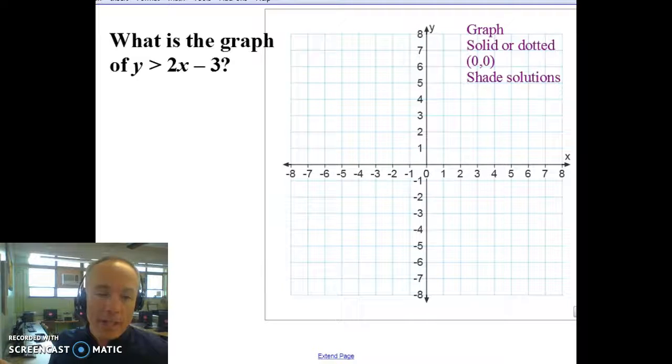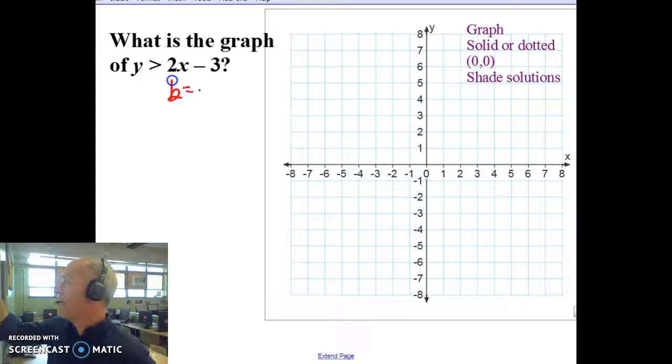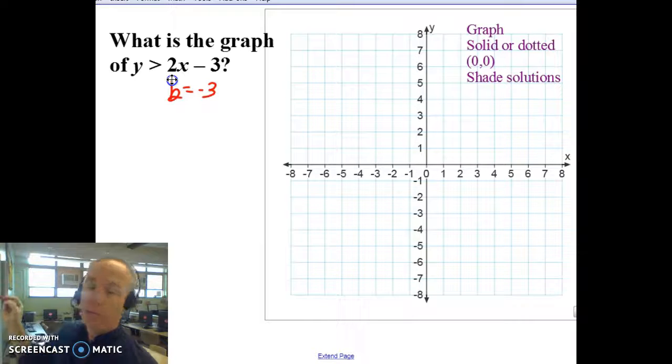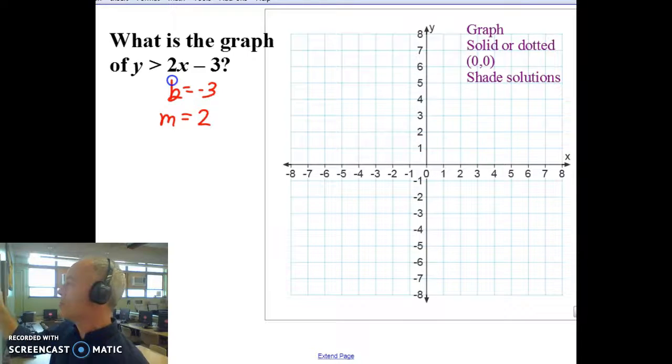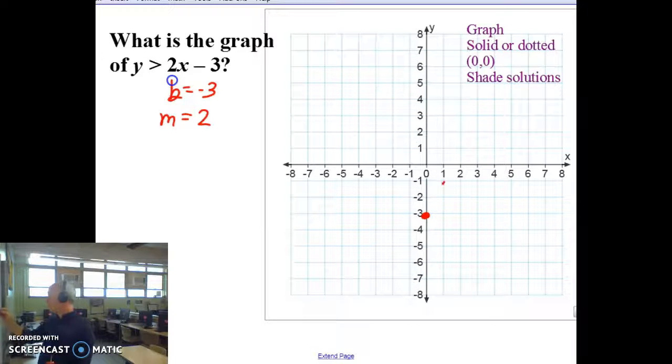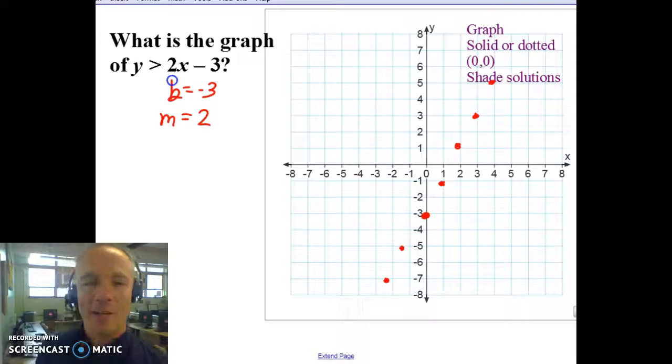So you're going to graph this like it's an equation. In this case, it's in slope-intercept form, so it's very easy to determine the y-intercept, which is -3, and the slope is up 2 over 1. Up 2 over 1. Okay, so now we have a line here. Okay, so now we have to determine whether this line is solid or dotted.